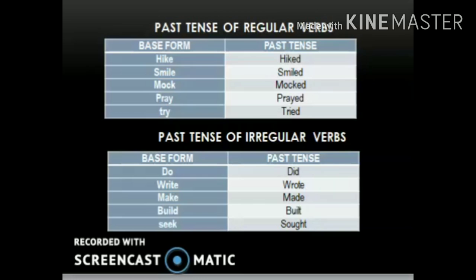Look at the examples of irregular verbs and notice how the past tense of these verbs is formed. The past tense of do is did. Write, we have wrote. Make, made. Build, built. And seek, we have sought. What can you say about how the past tense of these irregular verbs is formed? The past tense of irregular verbs is formed by changing a letter or two letters with another letter or two letters, or by using an entirely different word.